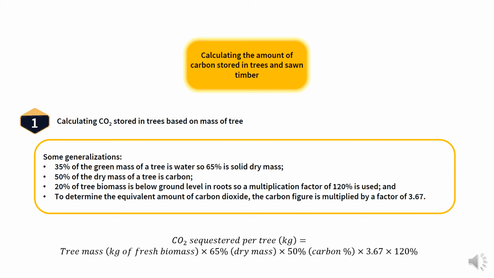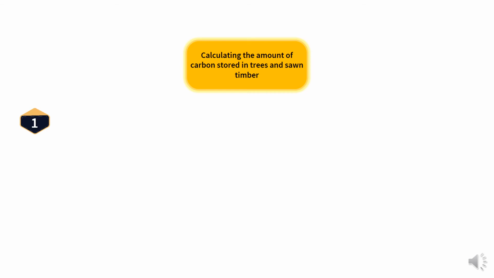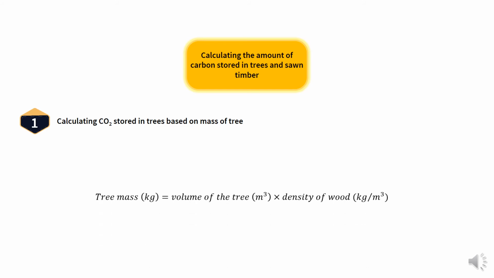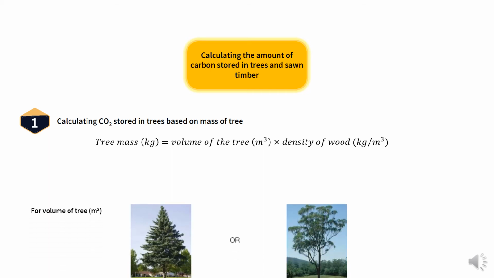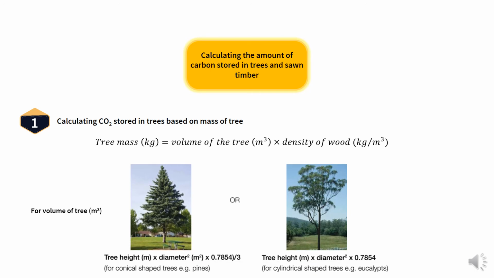And for the CO2 sequestered per tree, we can calculate using the following equation. For calculating the tree mass, we can use the volume of the tree multiplied by density of wood. And calculating the volume of the tree depends on the type of the tree.